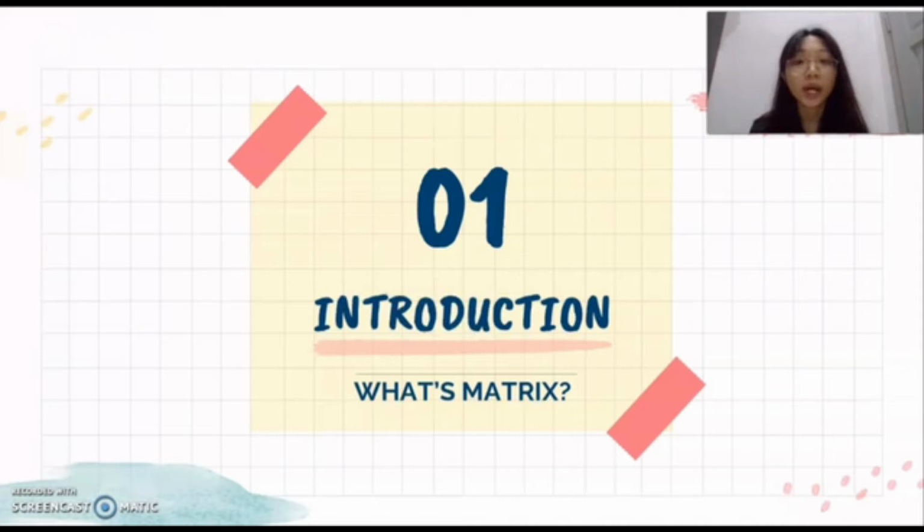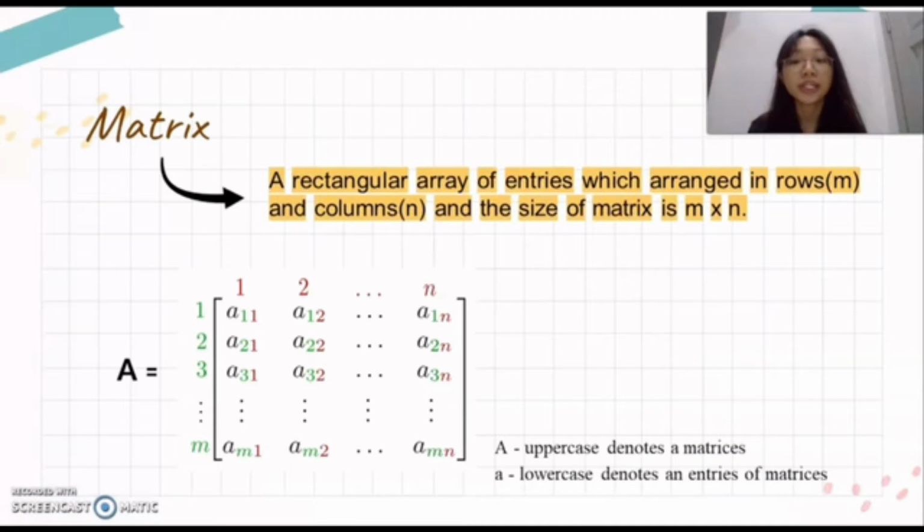So do you know what matrices are? A matrix is a rectangular array of entries arranged in rows, represented as M, and columns, represented as N, and the size of the matrix is M times N. As you can see, there is an example of matrix A. The uppercase A denotes a matrix, and the lowercase a denotes the entries of the matrix.